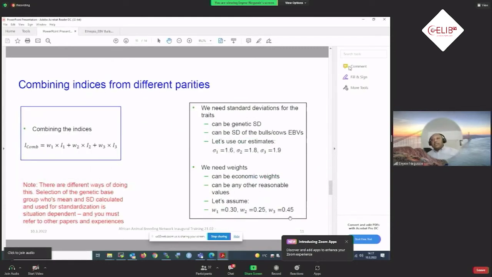So this is in a single trait case. But in some cases, you may have a single trait and you have 3 lactations, for example. In those cases, you can combine them together by giving them weights. For example, if your farmers are interested only in later lactation cows in the second and third lactations, in those cases, you can give more weight to the third lactation and the next highest weight to the second. Then you can multiply the indices or the breeding values by these weights, and you will get the overall index for that animal.